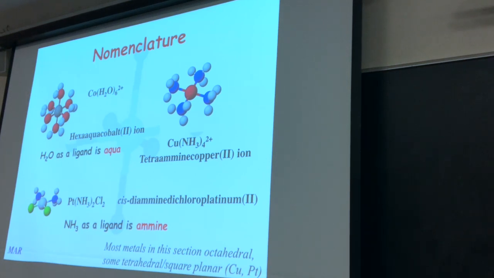Most of these will be octahedral, which means six pieces around them. But you can see these last two and stuff here were either tetrahedral or square planar. And again, it has to do with the electrons around the metal. You may or may not talk about that part too much.